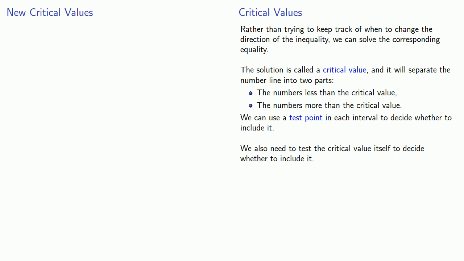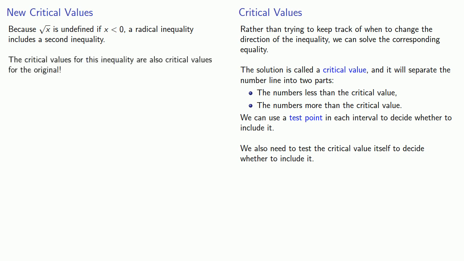And so this approach works with linear and quadratic inequalities, but now we have a new type of critical value. Because the square root of x is undefined if x is less than 0, a radical inequality includes a second inequality in itself. In particular, we have to make sure that the thing that we're taking the square root of is not negative. And the critical values for this inequality are also critical values for the original.